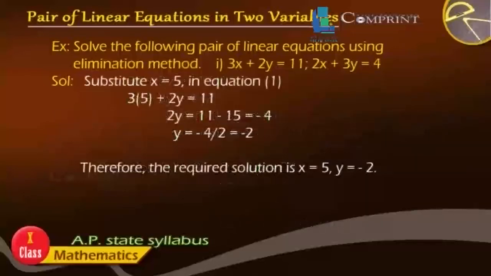Substitute x is equal to 5 in equation 1. 3 into 5 plus 2y is equal to 11. 2y is equal to 11 minus 15 is equal to minus 4. Y is equal to minus 4 by 2 is equal to minus 2. Therefore, the required solution is x is equal to 5, y is equal to minus 2.